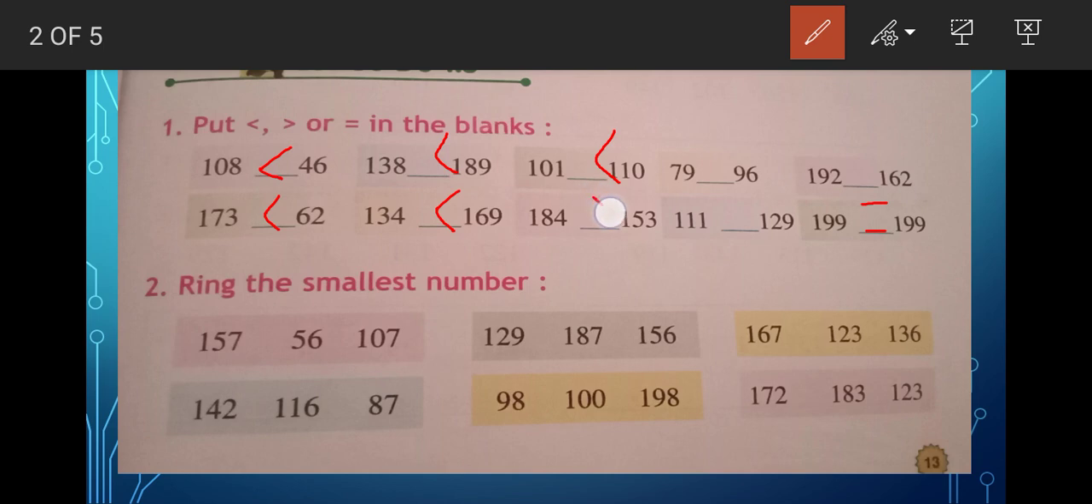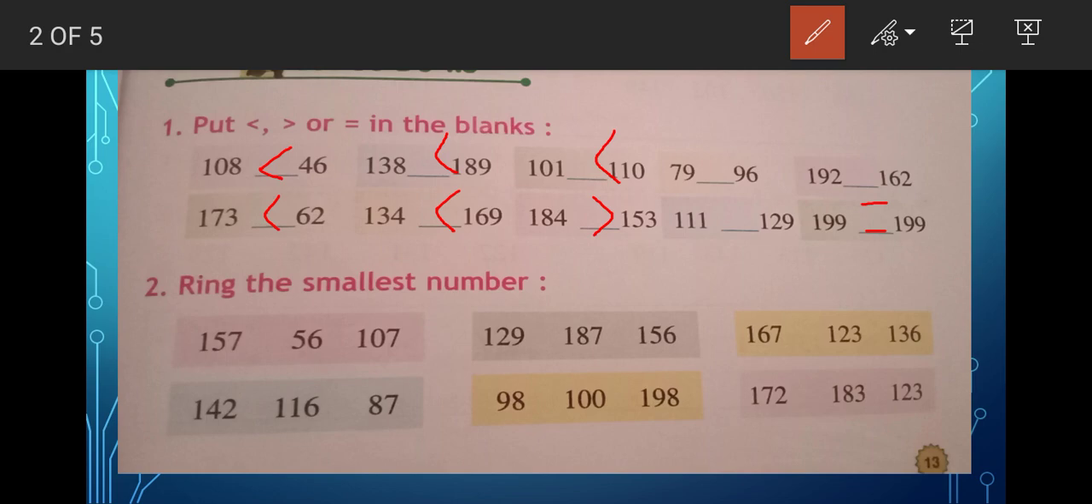is greater than 153. Okay children, only this much you have to write in the copy, the remaining questions no need to write in the copy, so I am not giving you. Okay, now here you will be writing only 2 lines in your copy.